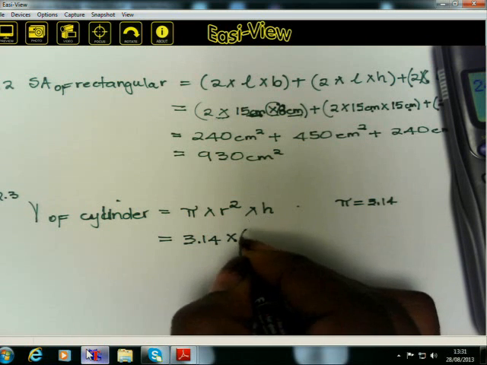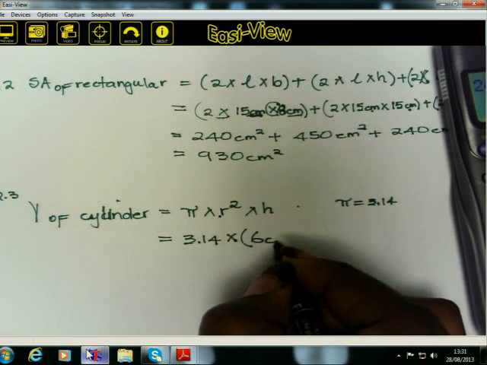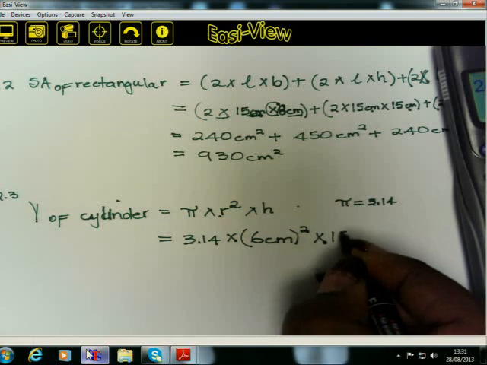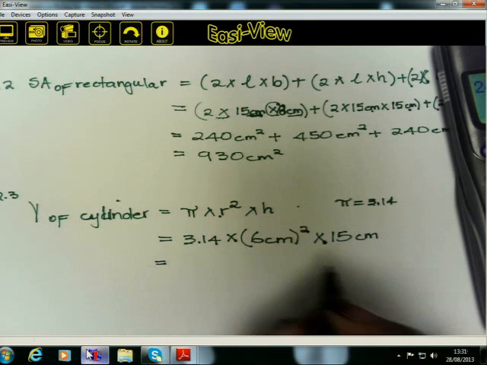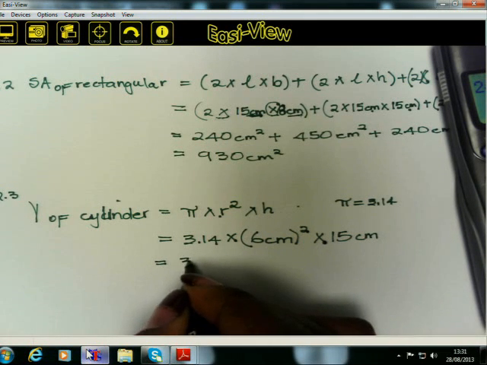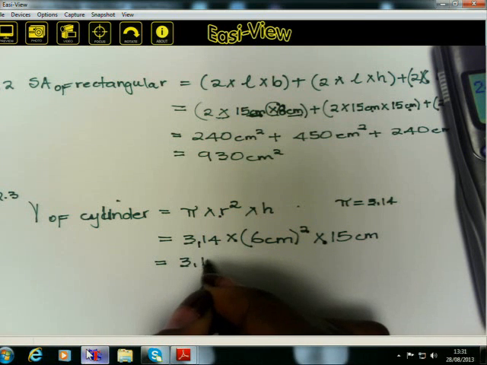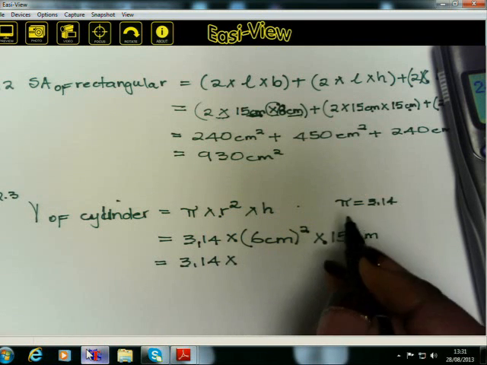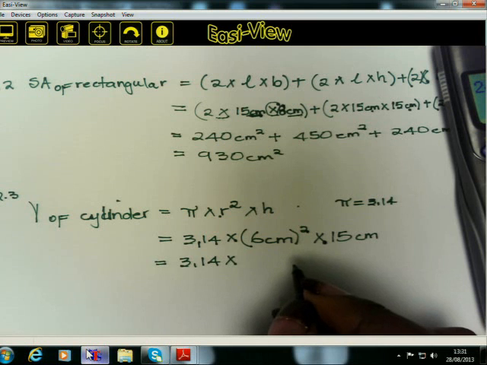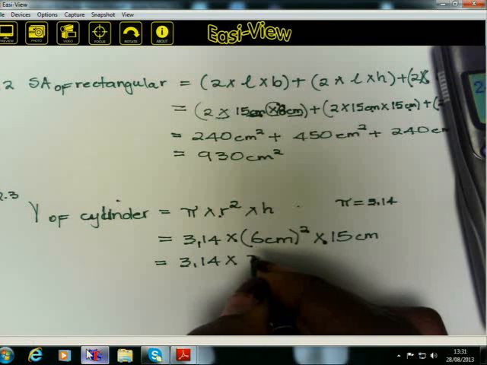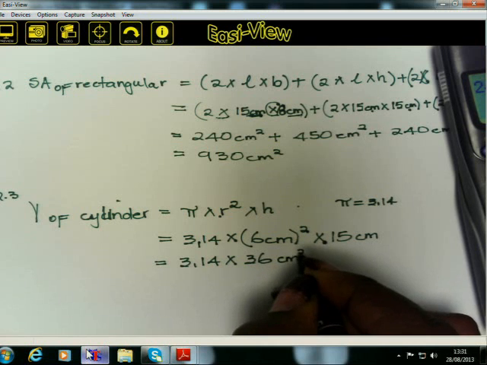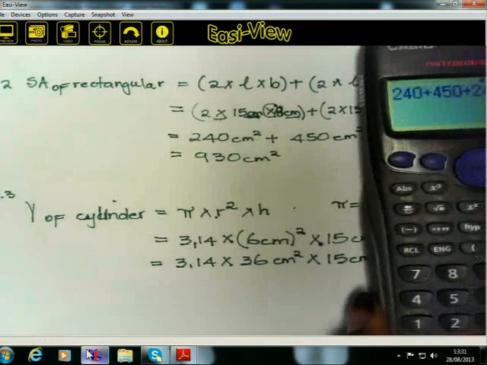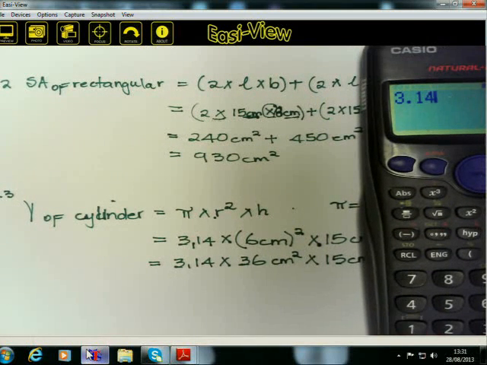We multiply that by our r. We were given as 6 centimeters, and it must be squared. And then our height is 15 centimeters. Before we can multiply that whole thing, I would advise that we bring down the 3,14 as it is, so that we can solve the bracket, the 6 squared. And 6 squared means 6 multiplied by 6. The same with the centimeters, it will give us 36 square centimeters. And then we will also bring down the multiplied by 15 centimeters. Let us punch our numbers to get our answer there.